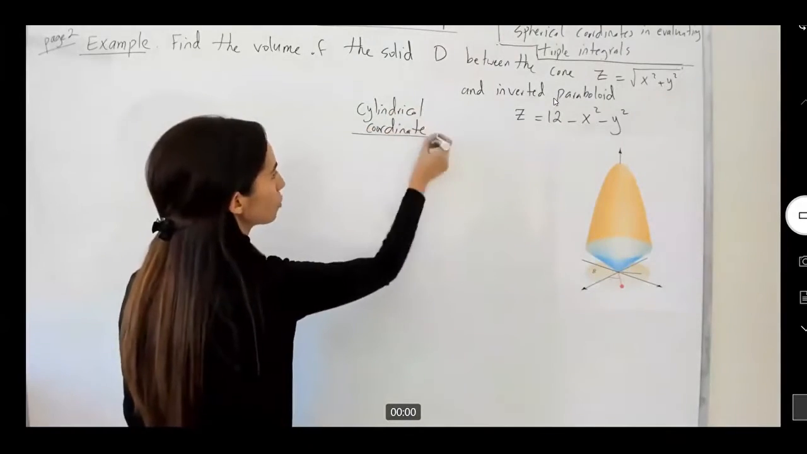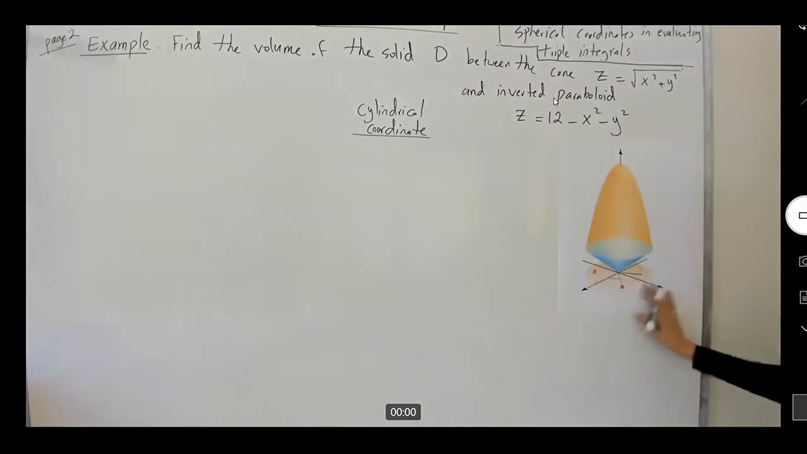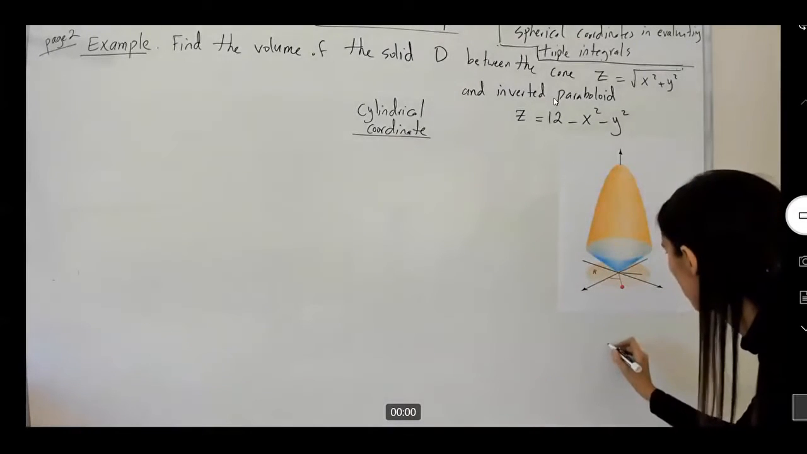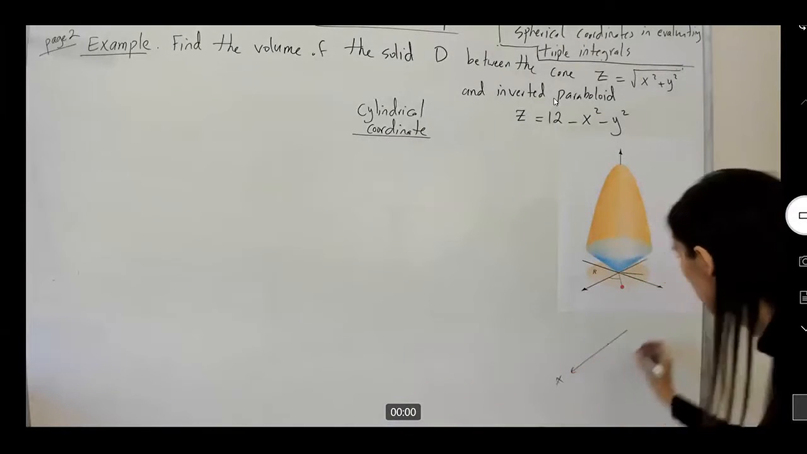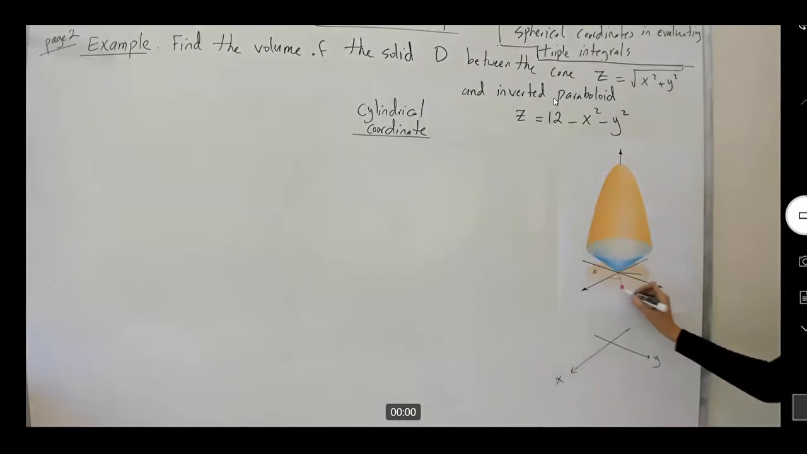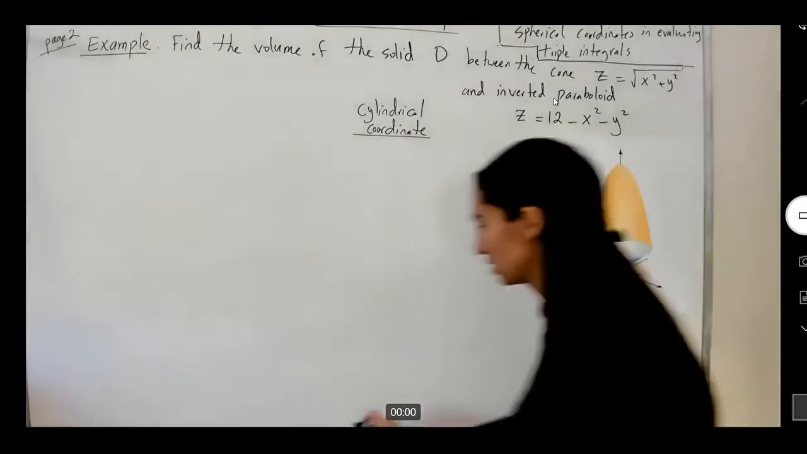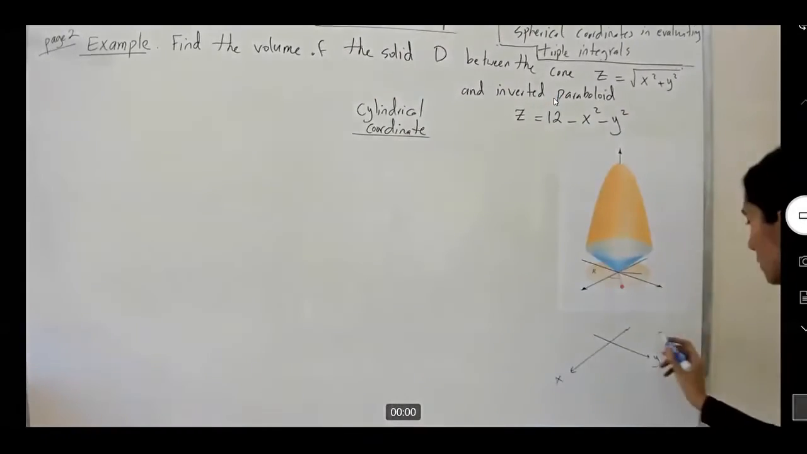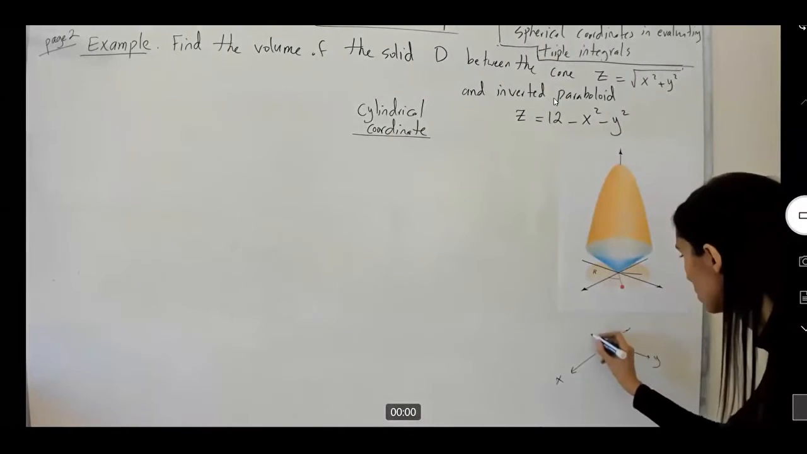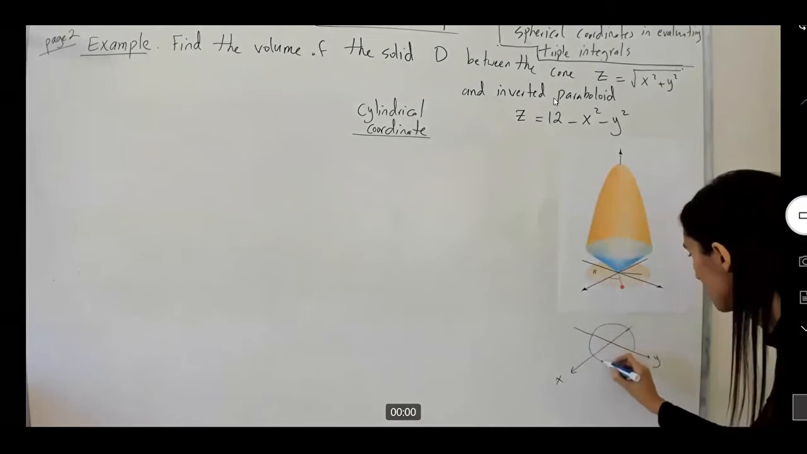Then we're going to identify the projection or shadow in the xy plane. What is this projection? What is this shadow? So here you have, for example, your x. Here you have your y. And as you can see, the projection or the shadow is a circular shape. Just extend this on both sides. This is what you see.